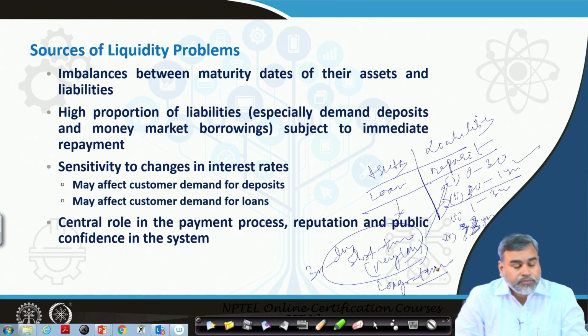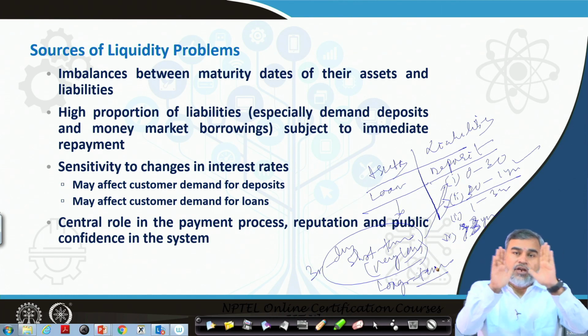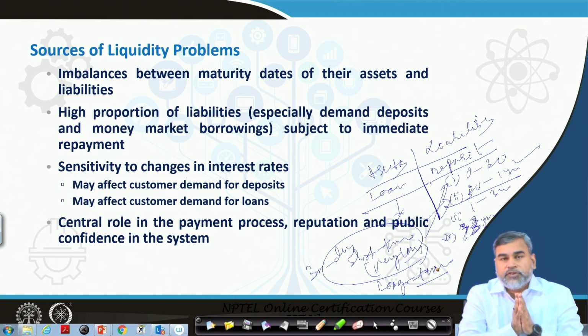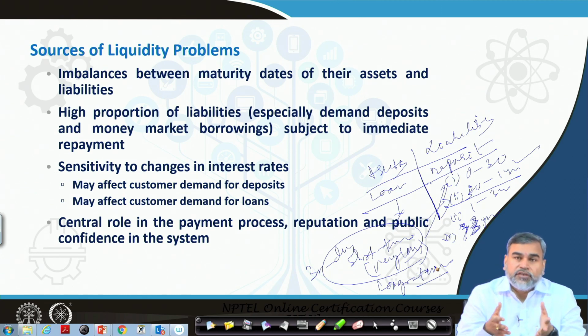That is another problem. Another source of liquidity problem can be sensitivity to change in the interest rate. Because if there is a change in interest rate, then it affects the customer demand for deposits and also the demand for loans. Let us say the bank has forecasted a certain trend in terms of deposits and lending activities, but all of a sudden there is a change in interest rate which could not be predicted properly.